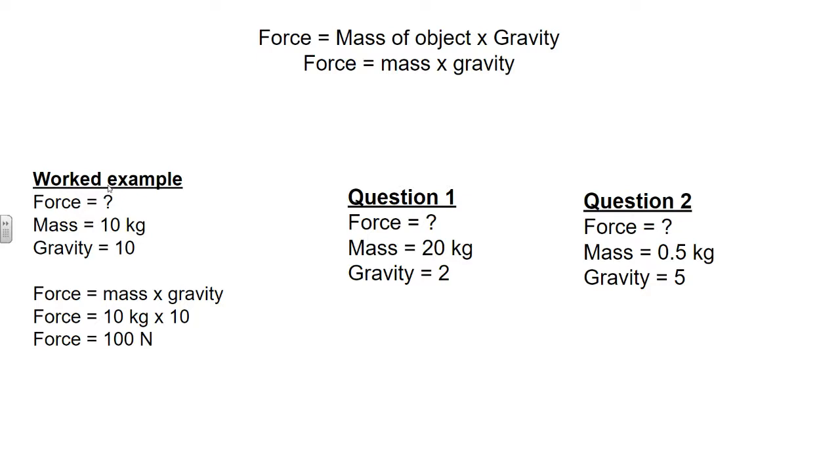So the force with which that object of 10 kilograms is pulled towards the Earth is its mass, which is 10 kilograms, multiplied by gravity. So that object, when it's on Earth, is pulling down with 100 newtons of force. So it's the force, which is 10 multiplied by gravity, which is 100 newtons of force.